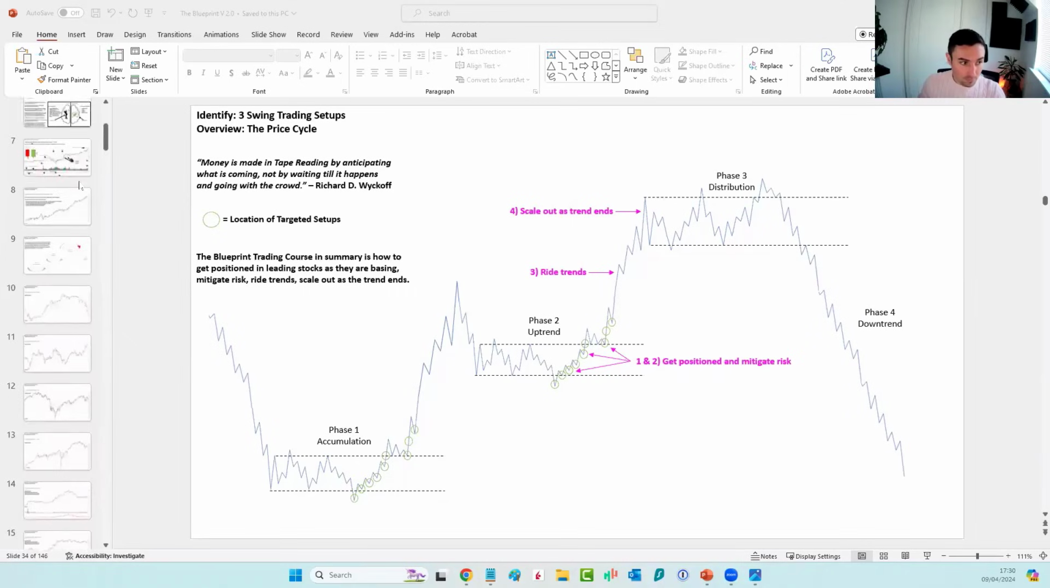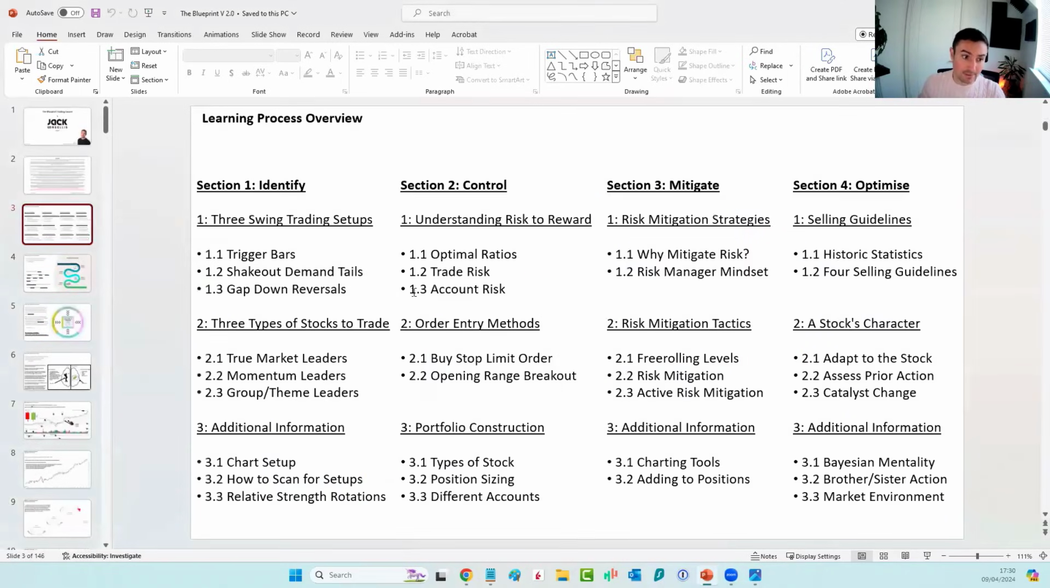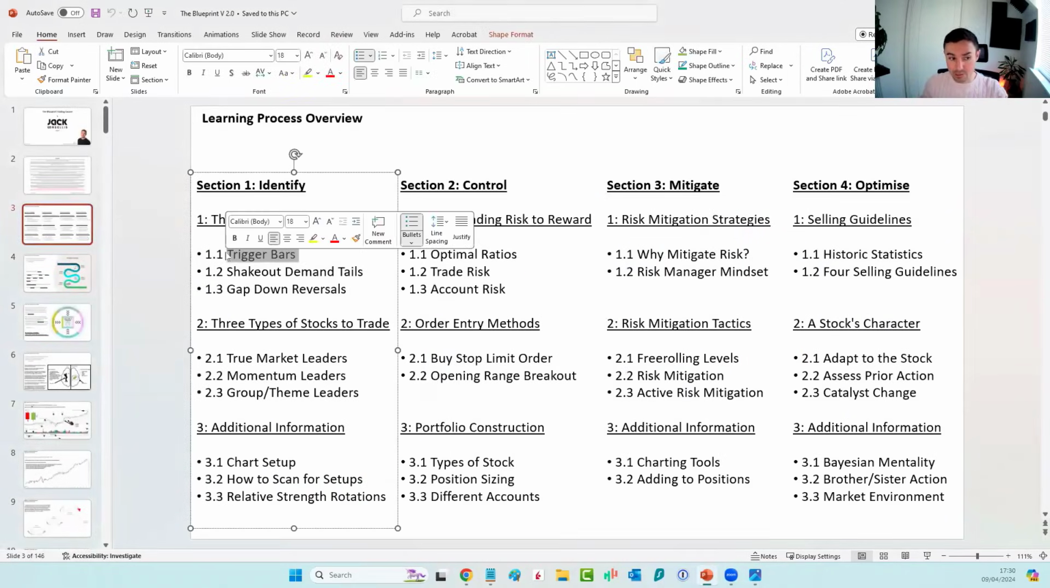So next Tuesday, we're going to be doing trigger bars. Hopefully we can do it in a single session.